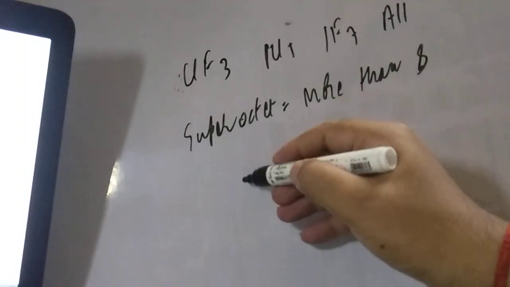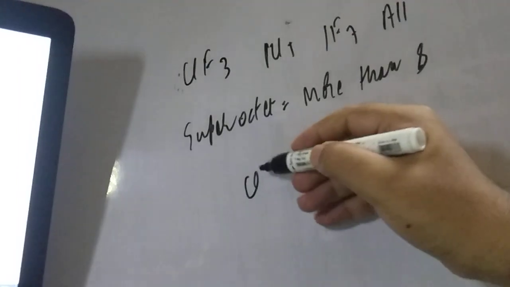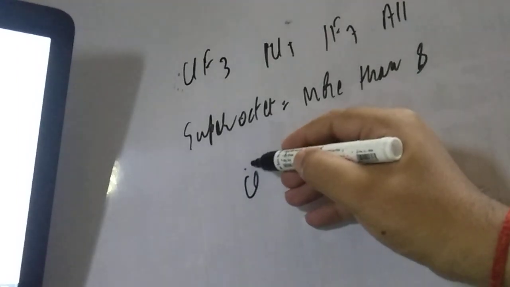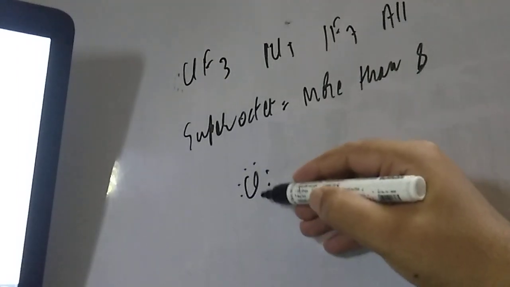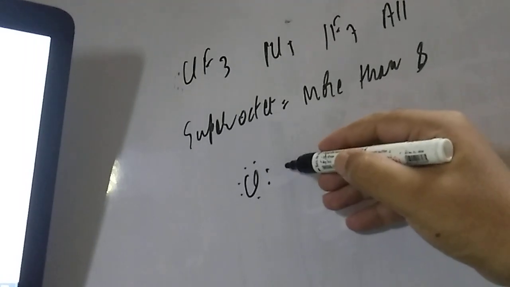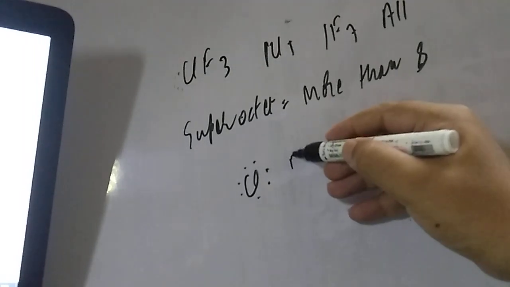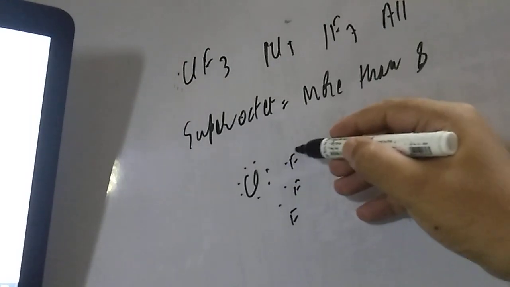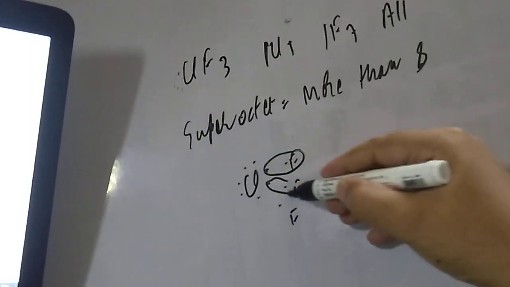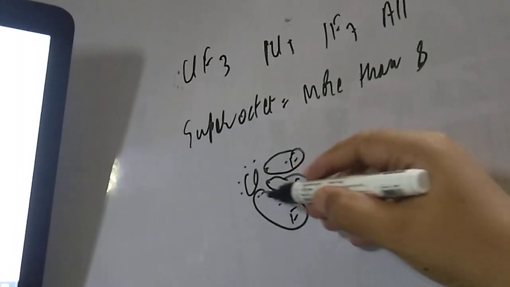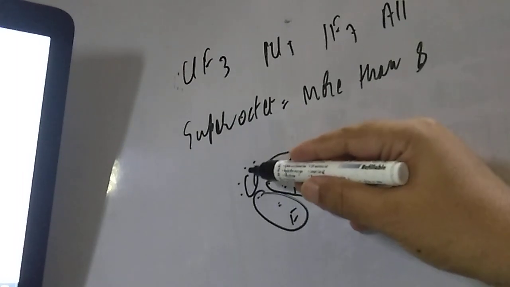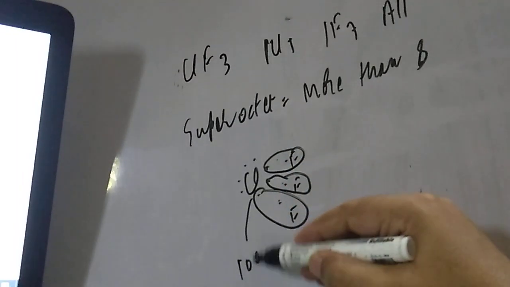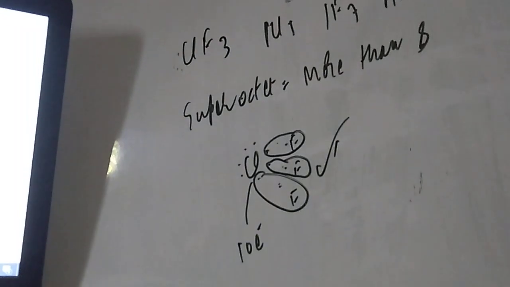So if you talk about ClF3, students, Cl has 7 electrons, 1 2 3 4 5 6 7, and it is forming bonds with 3 fluorines. The fluorines will share one electron each. So total number of electrons around the chlorine, how much, students? 2, 4, 6, 8, 10. So here there are 10 electrons. So this is an example of a superoctet.